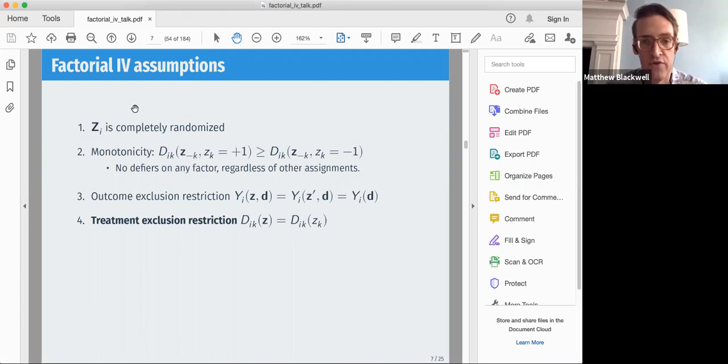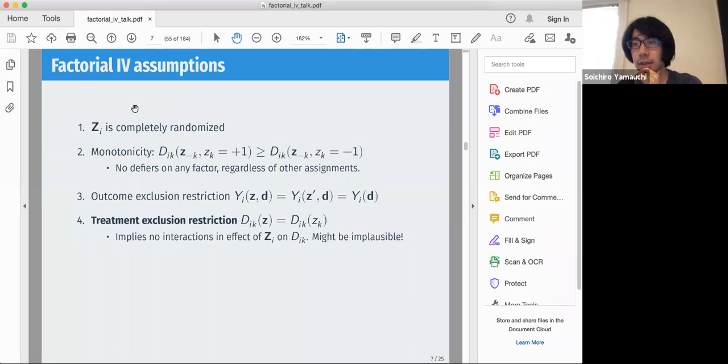And this is going to be the big one for our approach, and one that we weaken to some extent in the paper, but is a big part of what we do, which is just saying that basically the treatment uptake on factor K is only a function of treatment assignment on that factor. So it's not the case that the random assignment to cash has any effect on whether or not you take treatment, whether or not you actually comply with the cognitive behavioral therapy treatment assignment.